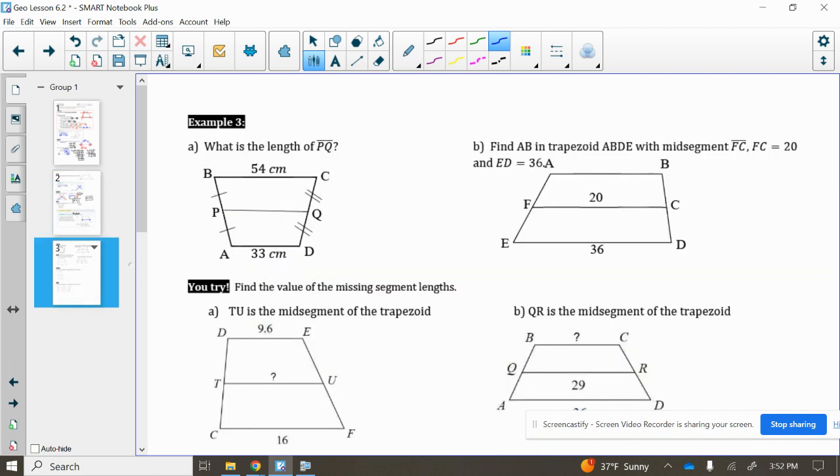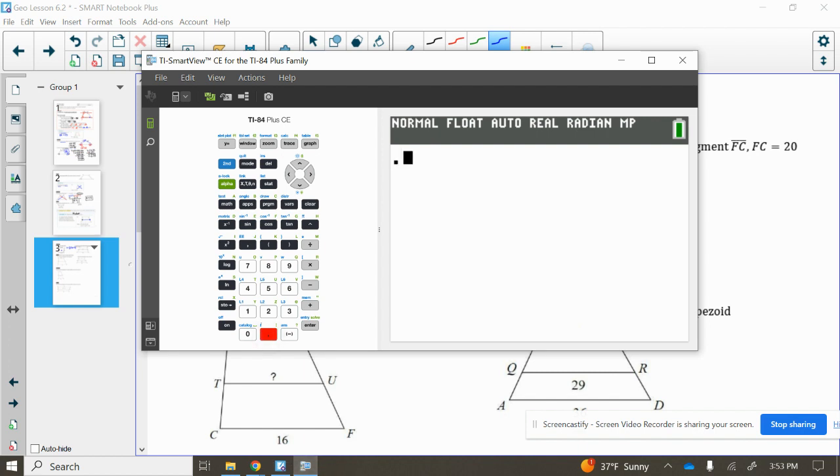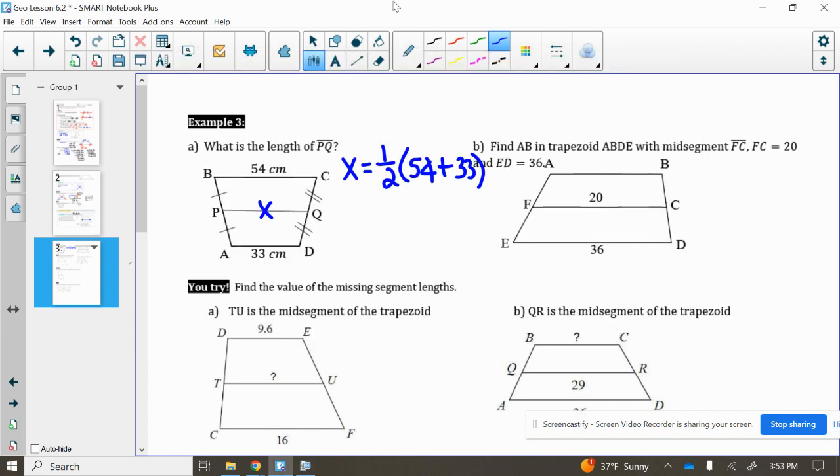Now, how do we actually use this to help us find segment length? So in this example, we are looking for the length of that mid-segment, which is P to Q. So in order to find this value, we are going to add up our two bases and divide by 2, or take 1/2 of our two bases. So 1/2 or 0.5 of our two bases, 54 plus 33 is 43.5. Okay, so that would be the length of that mid-segment. And again, that makes sense because that number is directly in the middle of our two bases.